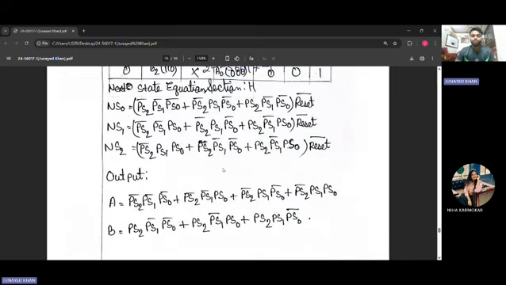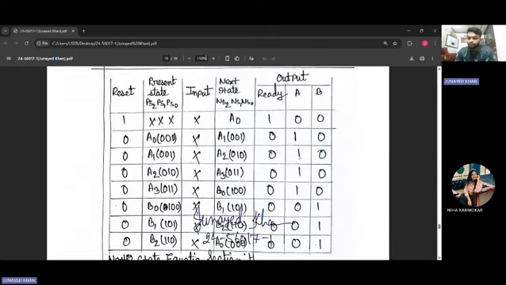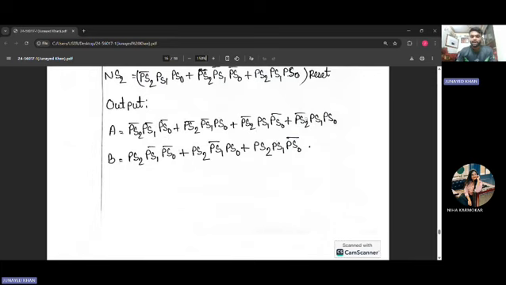Then for the outputs A and B, we have got 1 for output A and we have got 1 for B. Remember one thing: where we get 1, we go to the present state, and from the present state we make the equation. We will not look into the next state. From that we have got A equal to this equation and B equal to this equation.